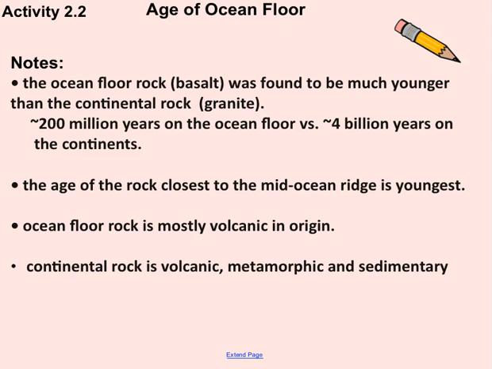If we look at continental rock, you're going to have some igneous, absolutely, but you're going to have a lot of sedimentary rock, at least towards the surface, as well as some metamorphic rock. So continental rock is volcanic, but it's metamorphic, more sedimentary in nature.